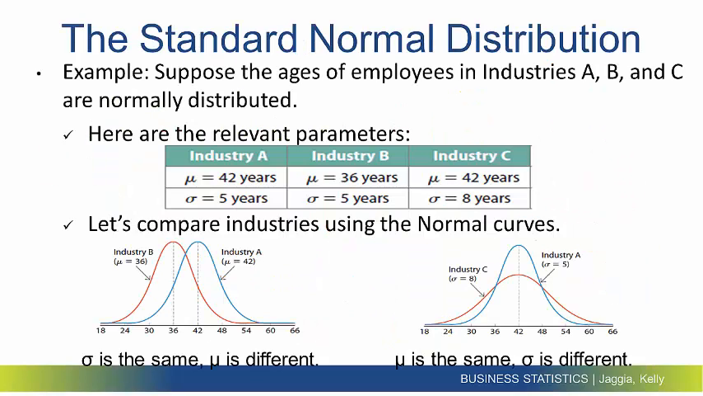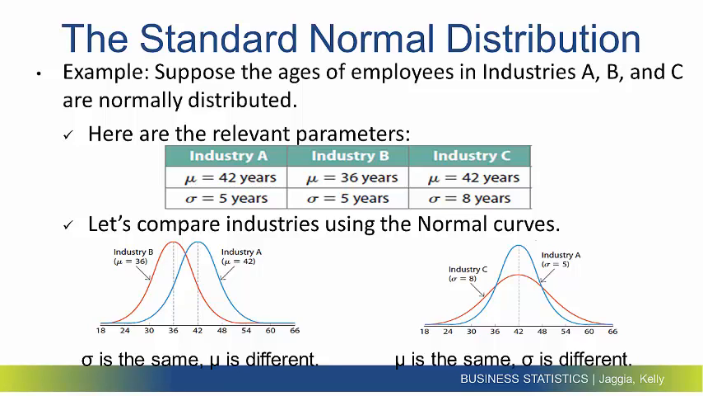Okay, so here's an example of 3 industries and the age of employees within each industry. Let's compare the normal curves. Firstly, the bottom left on the slide, you can see industry A and B. They have the same standard deviation, but different means. One has a mean of 42 years and one has a mean of 36 years. So we can see that the shape of the distribution is the same because the standard deviation of 5 is the same, but there's just a shift to represent that different mean value.